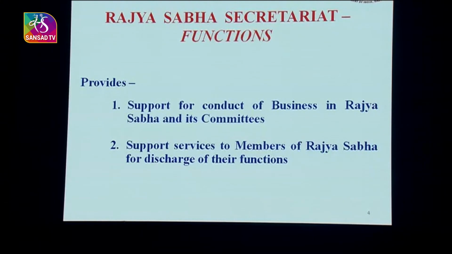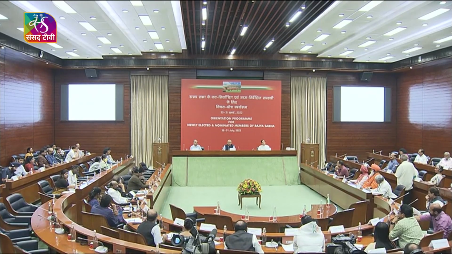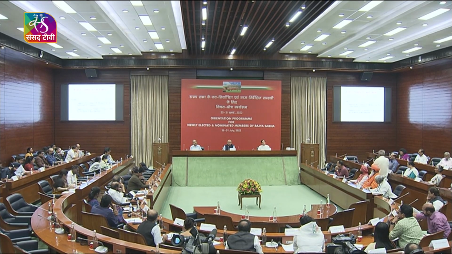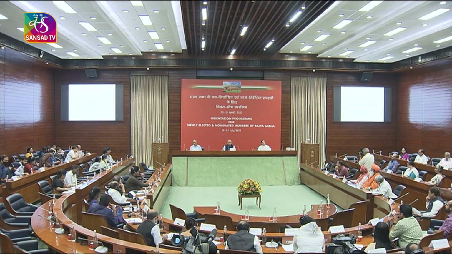The Secretariat is also mandated to provide support services to the honorable members in the discharge of their functions, right from what goes on in the House or even in the committees and even otherwise, so far as their salary, allowances, amenities, anything relating to the issue of how they can perform their functions properly, efficiently and effectively. We are there to support all the honorable members.